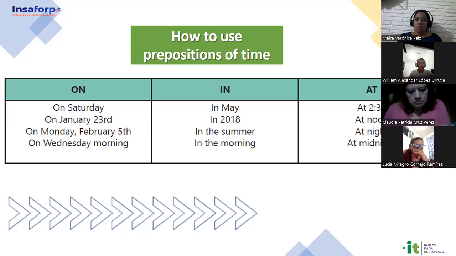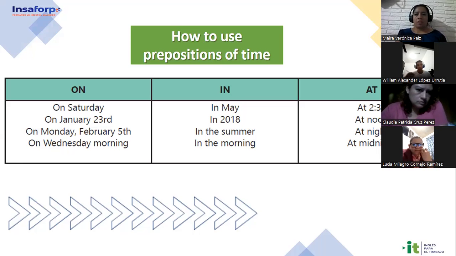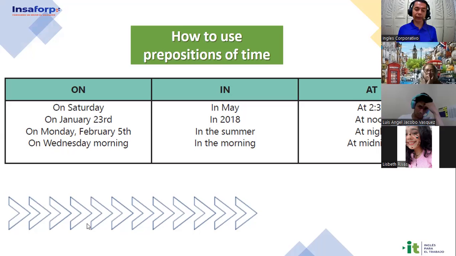Además, si incluimos un día y una parte de ese día, por ejemplo, si decimos on Friday afternoon, on Sunday morning, on Tuesday evening, etc. Tres partes, ¿verdad? Morning, afternoon, and evening. Mañana, tarde, noche. Okay? So we say on. Pero siempre y cuando se use un día.